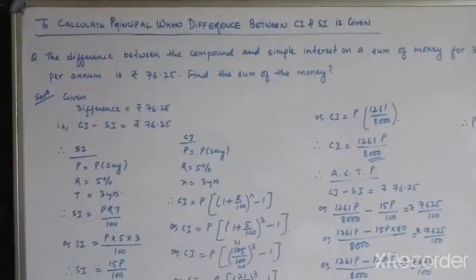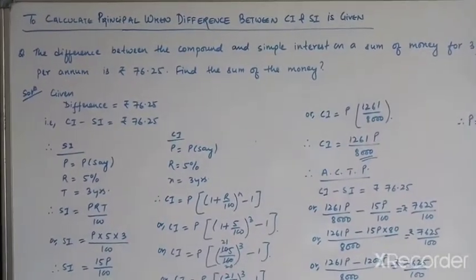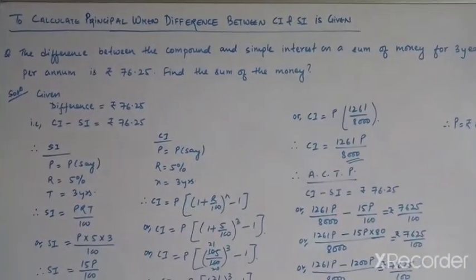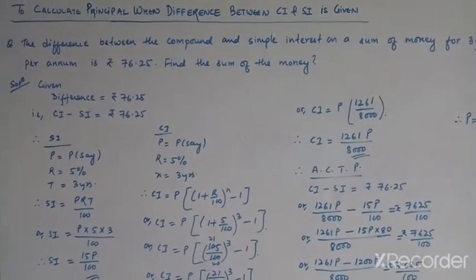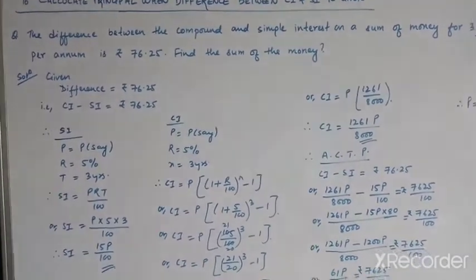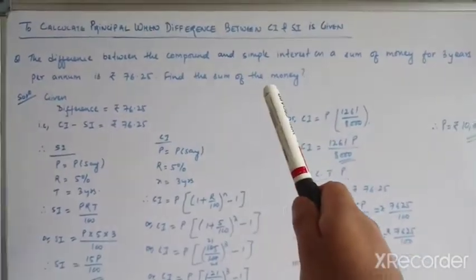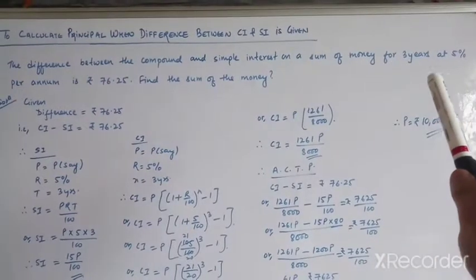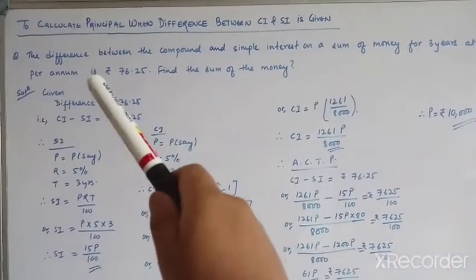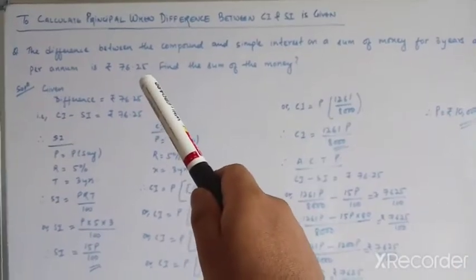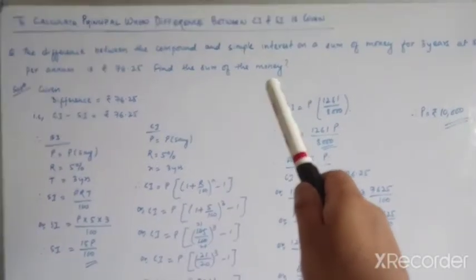In this video, we will learn to calculate the principal when the difference between compound interest and simple interest is given. Now check the question. The difference between the compound interest and simple interest on a sum of money for 3 years at 5% per annum is rupees 76.25. Find the sum of the money.